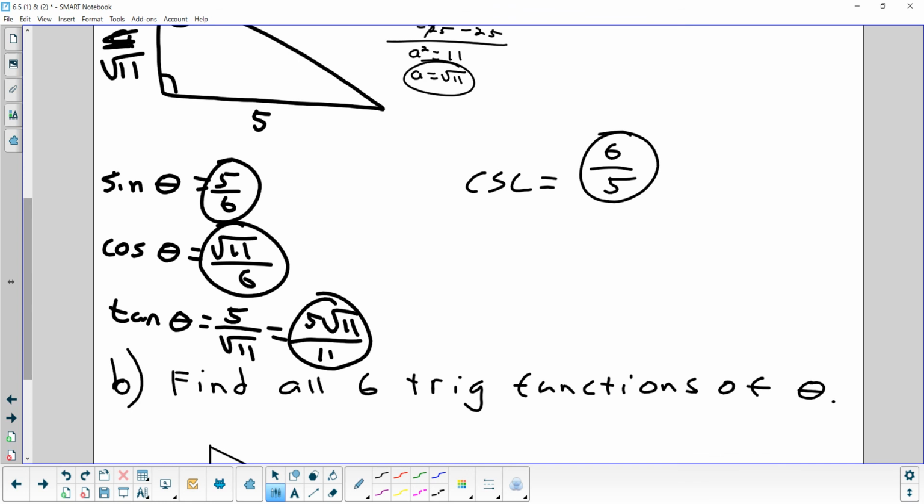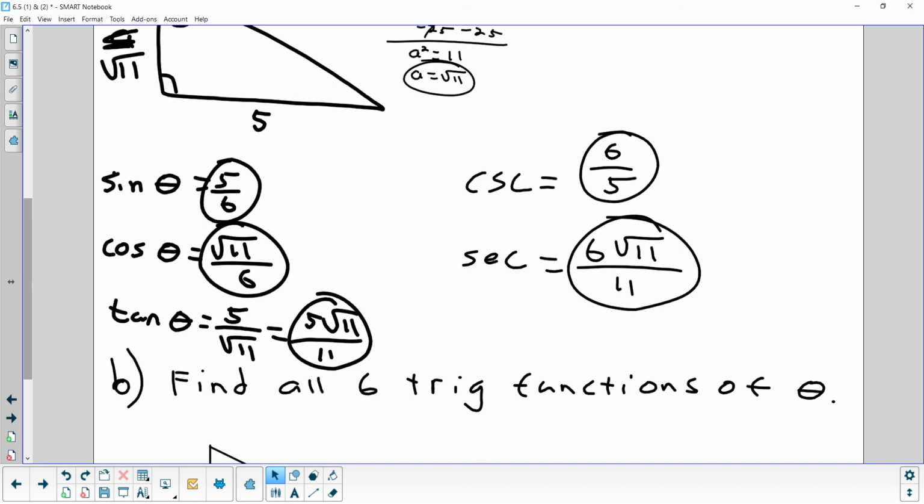And Madison, how about the name of cosine? When you flip it? Secant? Okay. And Sophie, if I flip that, can you tell me what I get and fix it? 6 square root 11 over 11. Good. And the last one, Maddie, what do I get for the name when I flip the tangent? Cotangent. I get the cotangent.